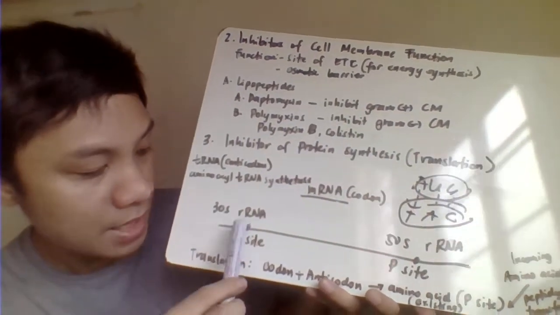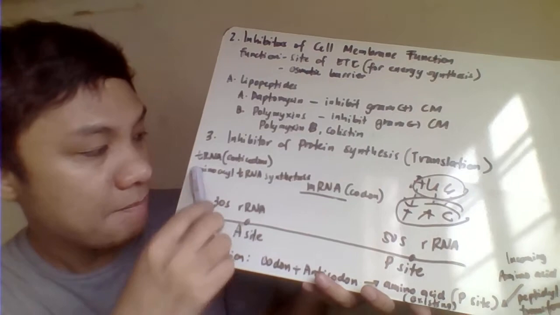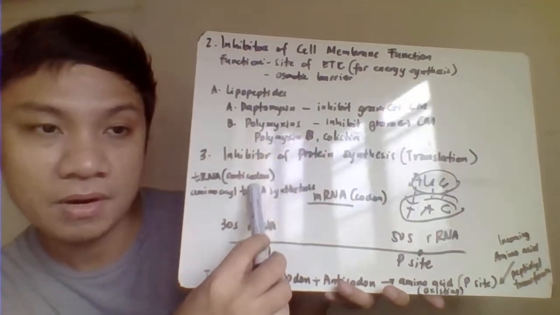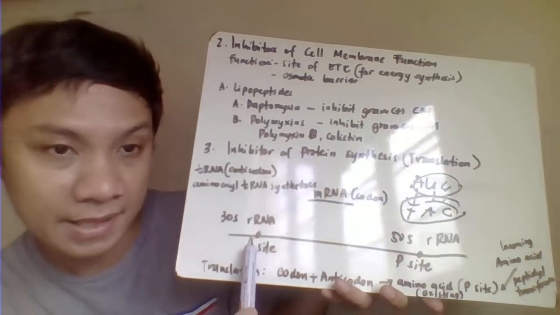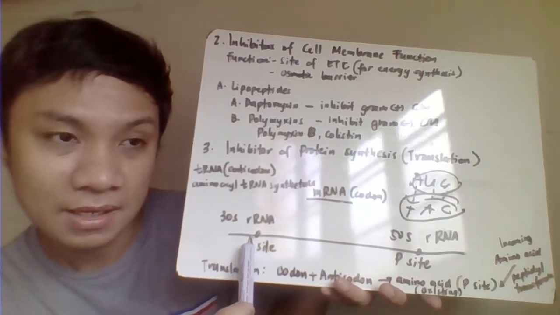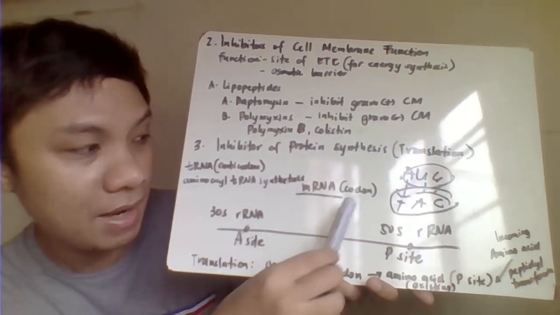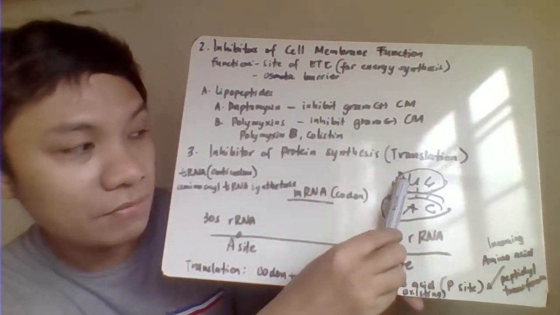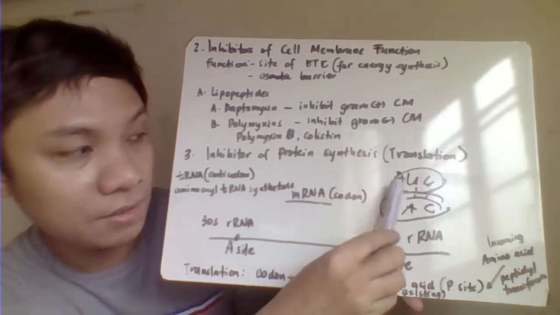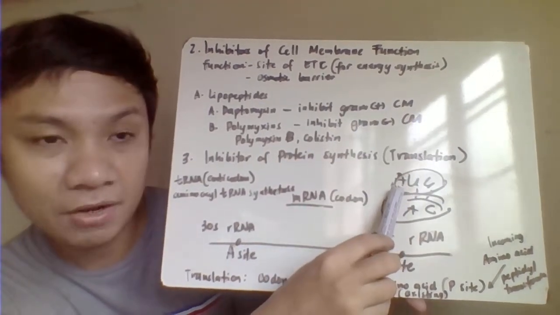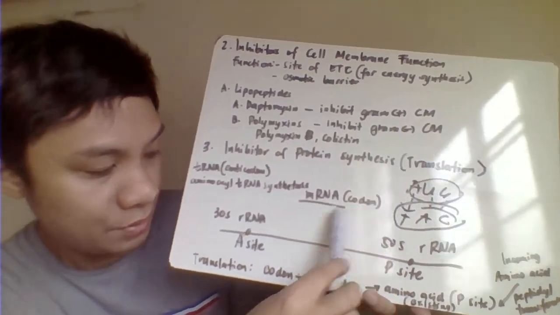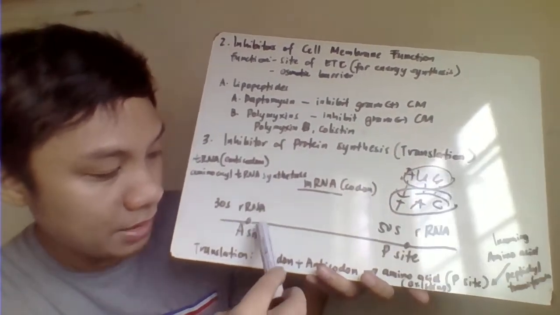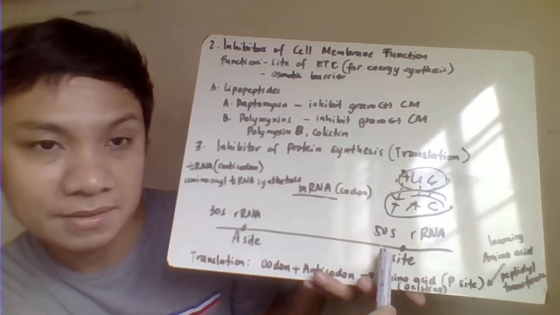So pag nag-translate na siya, ang incoming na mga anticodon natin, they will be able to bind here with your ribosomal RNA through the A site. Then it tries to translate. Pag na-translate na siya, ang ating mga 3, yung codon natin, magiging amino acid. Like in the case of your AUG, this is your codon. Magiging methionine ito. So pag after translation, magbabind ito dito, ita-translate niya. Pag na-translate, idadala niya dito sa P site.